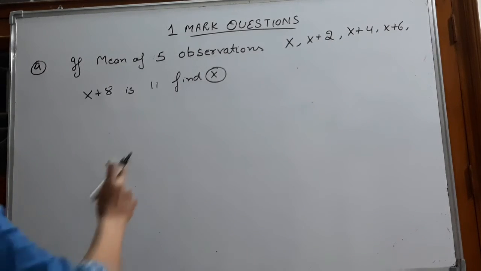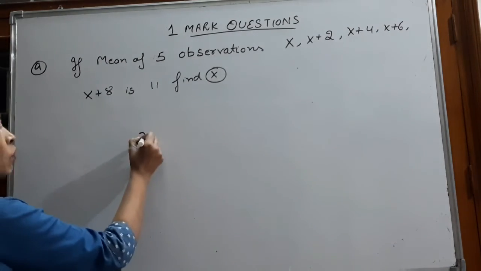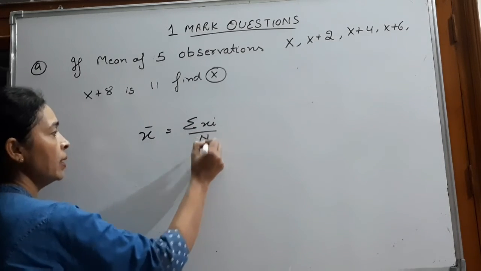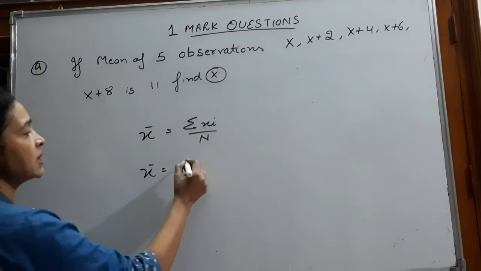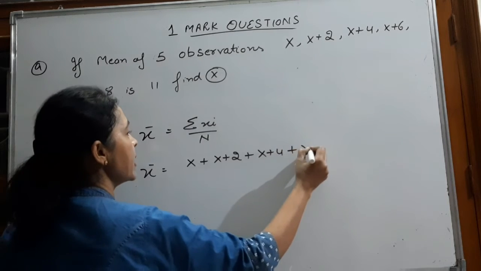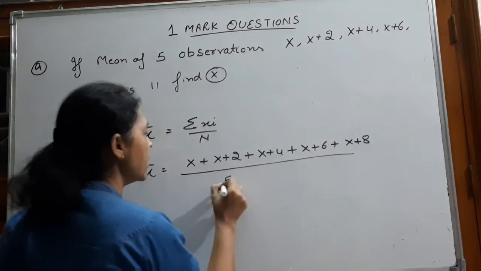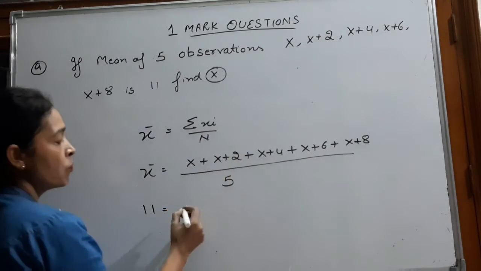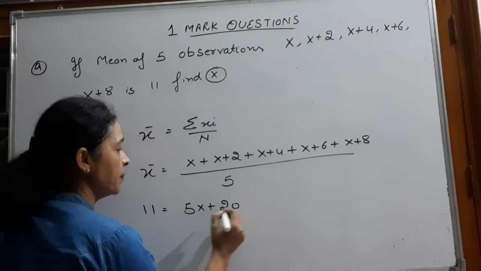If the mean of 5 observations is 11, we have to find the value of x. What is the formula for mean? Sigma xi upon n. Sigma means the sum of all the terms. We have 5 terms: x plus 2, x plus 4, x plus 6, x plus 8, divided by n. How many terms do we have? 5. Mean is given, that is 11 equals 5x plus 2 plus 4 plus 6 plus 8, which is 20, upon 5.